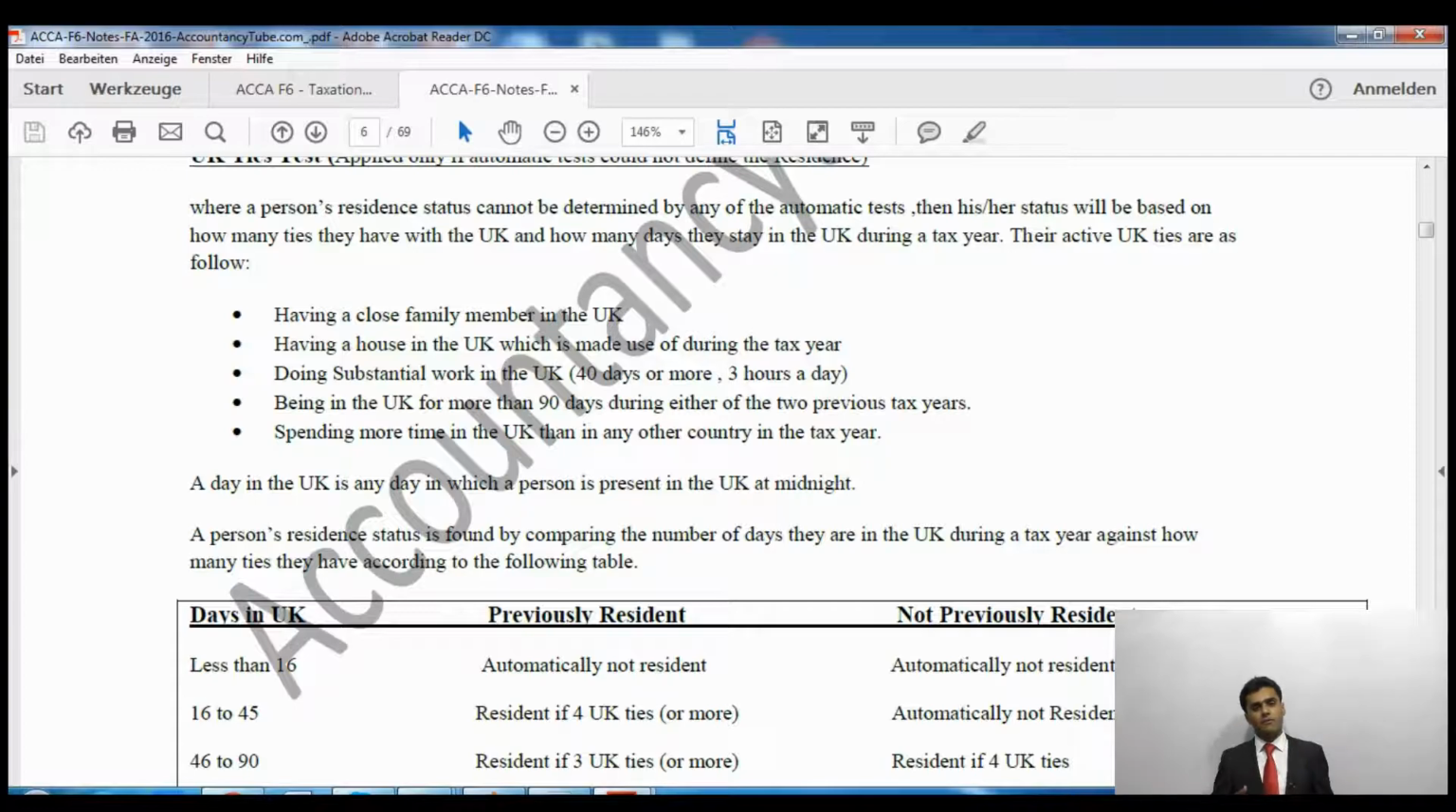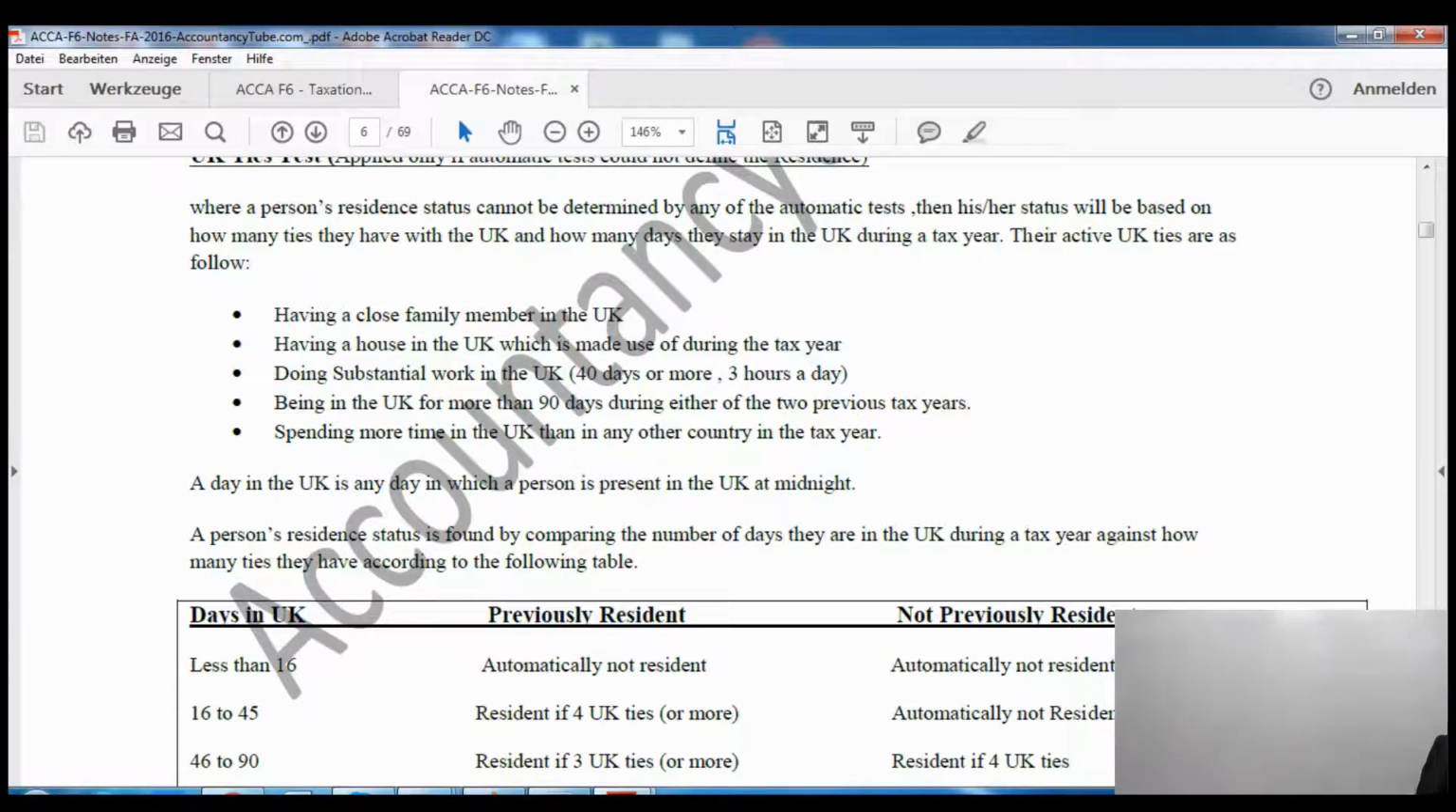Now if I have a family member in the UK, that is one tie. Now if I have a house in the UK which I made use of, then that is another tie. The third tie is doing substantial work in the UK. Now what substantial work means is 40 days or more and 3 hours a day, that is substantial work. Now if I do substantial work in the UK, that is another tie. Now being in the UK for more than 90 days during either of the previous 2 tax years, not the current tax year, but either of the previous 2 tax years, you have spent 90 days or more, that is a tie as well.